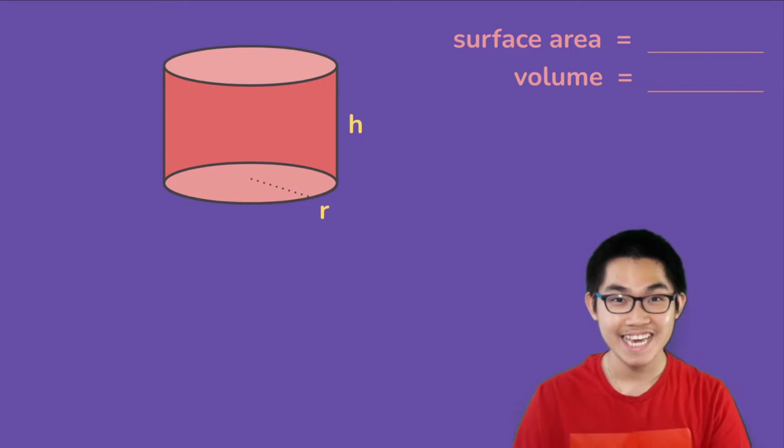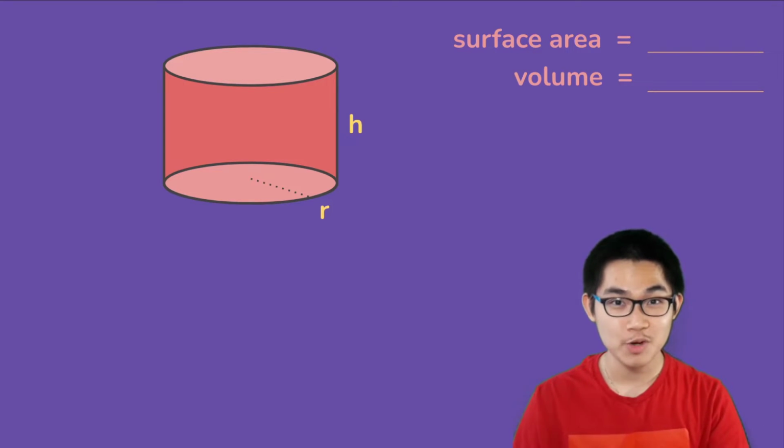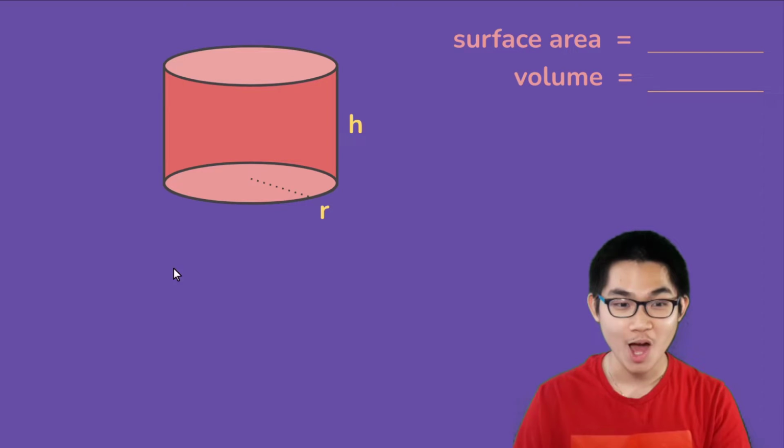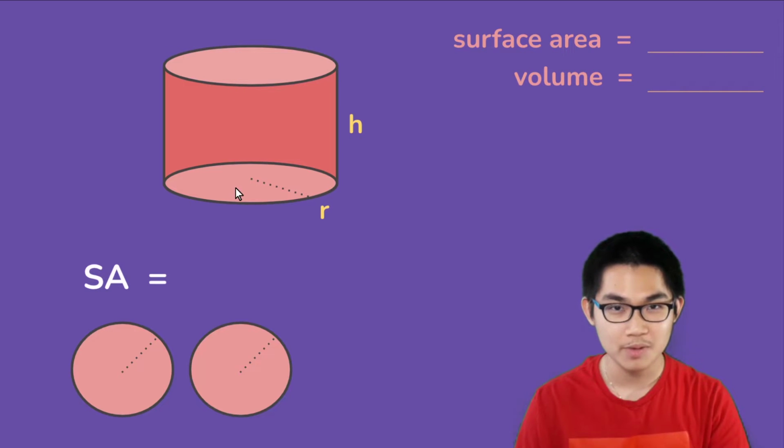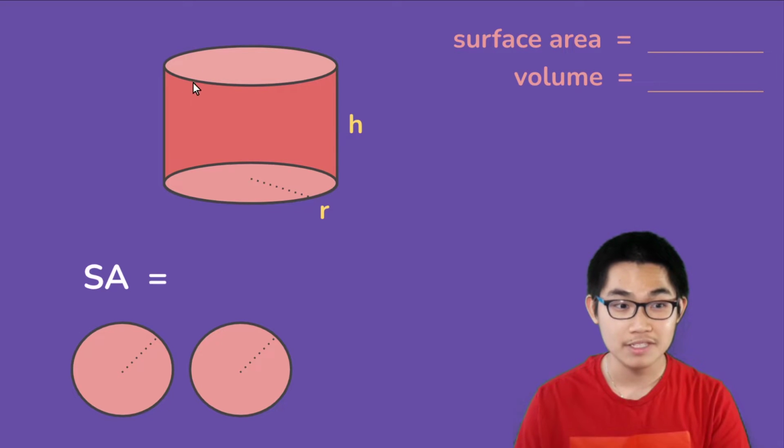Hi guys, in this video, I'm going to show you how to find the surface area and the volume of cylinders. So to find the surface area, we need to find the area of the top circle and the bottom circle. We also need to find the area of the shape that wraps around the circle, or in other words, the shape that wraps around the circumference of the circle.